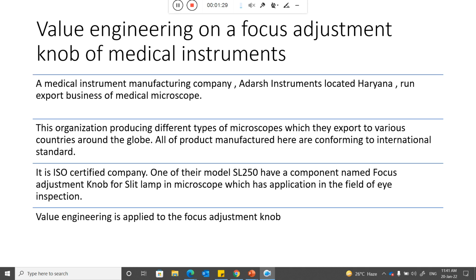One of their models is the SL250, that is the model of the microscope, which has a component named the focus adjustment knob. Okay, so it is a slit lamp microscope which has application in the field of eye inspection. So value engineering is applied to the focus adjustment knob. Okay, so there we try to apply it. So just wait, I will change the slide.